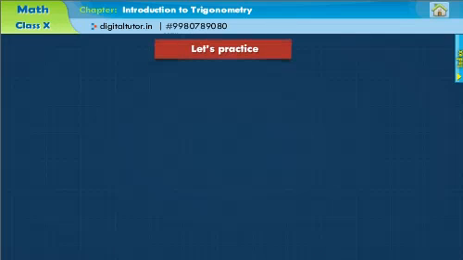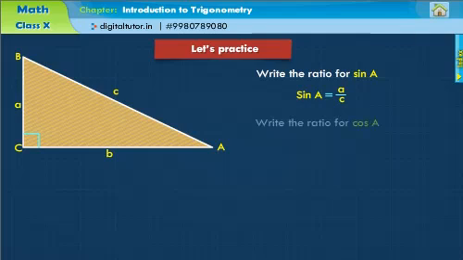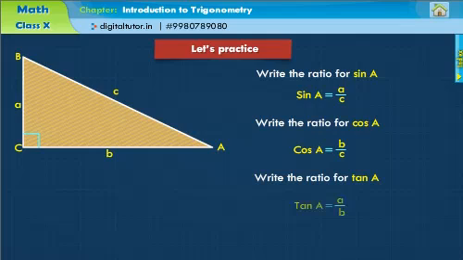Let's practice. Write the ratio for sin A. Sin A is equal to a by c. Write the ratio for cos A. Cos A is equal to b by c. Write the ratio for tan A. Tan A is equal to a by b.